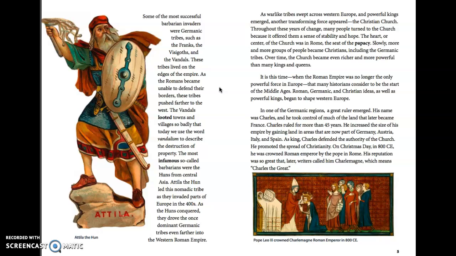In one of the Germanic regions, a great ruler emerged. His name was Charles, and he took control of much of the land that later became France. Charles ruled for more than 45 years. He increased the size of his empire by gaining land in areas that are now part of Germany, Austria, Italy, and Spain.